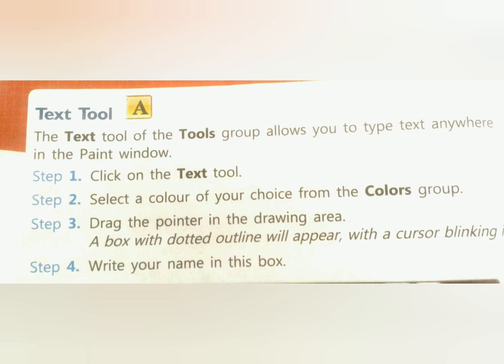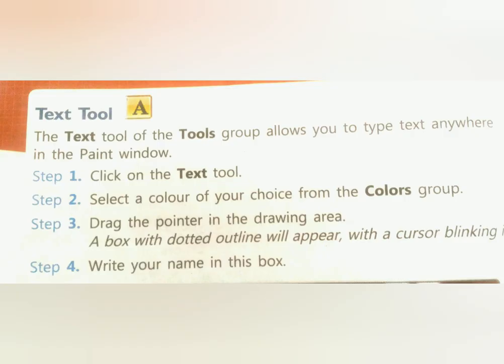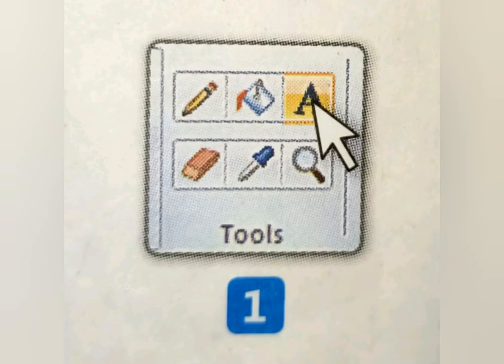Now the next tool is the text tool. The text tool of the tools group allows you to type text anywhere in the Paint window. It means this tool allows text to be typed onto the current layer using the primary color. The text controls in the toolbar can be used to change the font, the size of the font, etc. The first step to use the text tool is to click on the text tool. Here you can see in the picture, A shows the text tool. So you have to click on it.